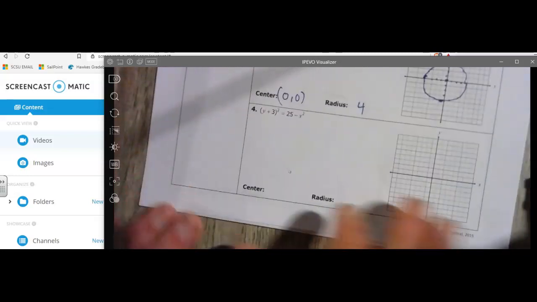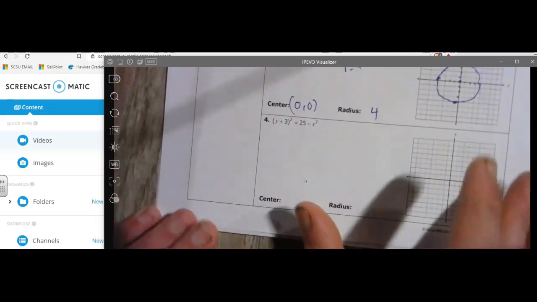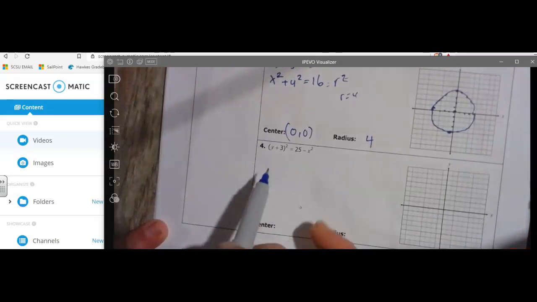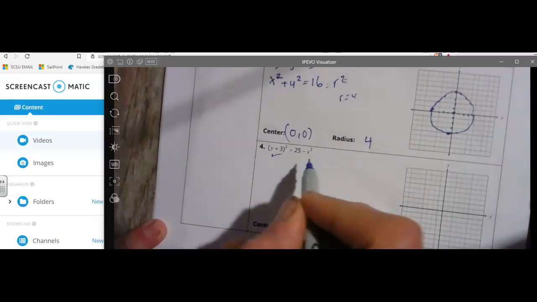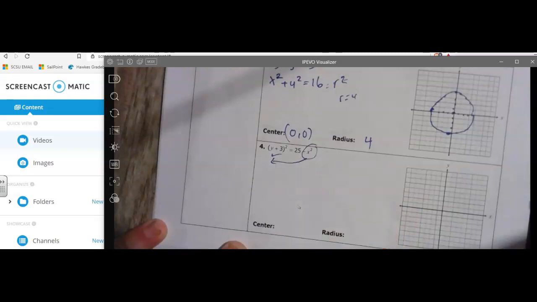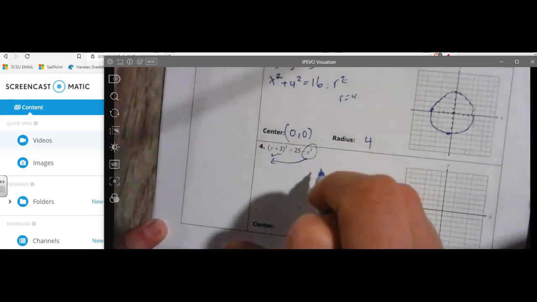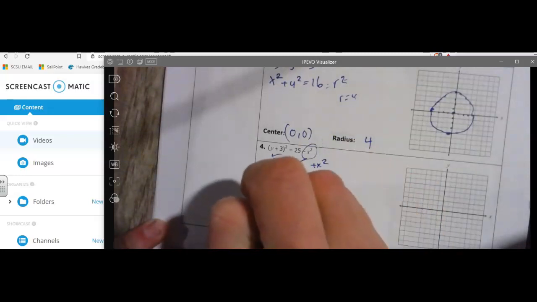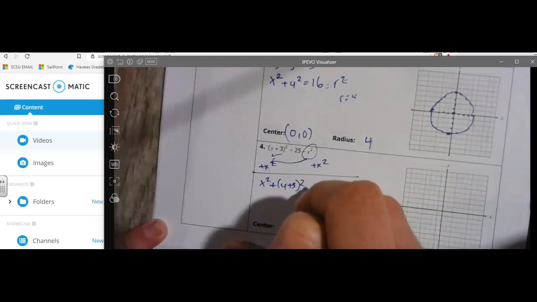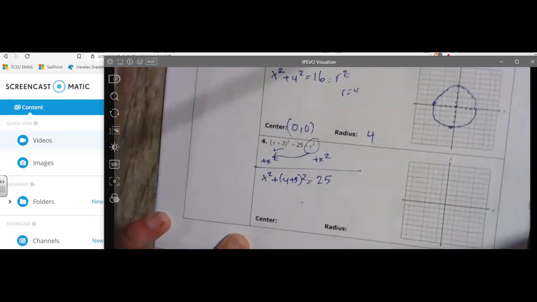Now moving on, every situation is different, okay? Sometimes we have to do different things to the equation to make it look like it's in the right form. This one already is in the right form, but this one's not, because I need to get this negative x squared over here. If I add x squared to both sides, then you have x squared plus y plus 3 squared is equal to 25. So now it's in the right format.